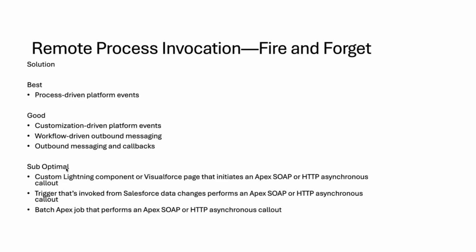An outbound message we can also use, but that is not good to go for now. The suboptimal solution means going with the standard way of making the callout from a Lightning component or from the trigger, so more customization is needed. If we don't want to get the response and store it in the Salesforce record, let's not go with those solutions. Let's go with platform event. So we will go with the next pattern.